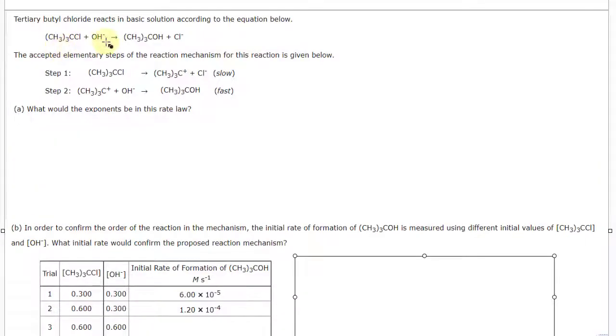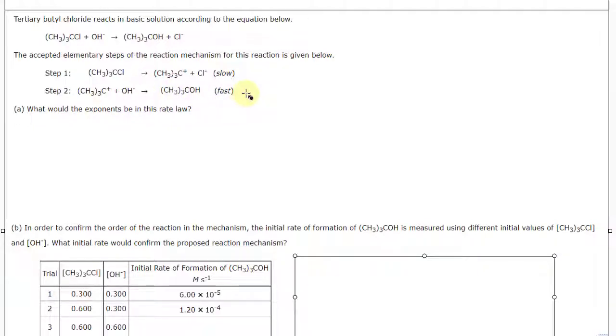Here we've got our chloride reacting in a basic solution. Hydroxides are basic, and it turns into an alcohol. This is called tertiary butyl alcohol, or tert-butyl alcohol. Its reaction occurs in a series of steps that is pretty typical. In step 1, we've got our tert-butyl chloride decomposing, probably a photon hitting it or some heat, and breaking up to make a carbon cation, or a tert-butyl cation. And then that cation reacts with hydroxide quickly to make the alcohol.